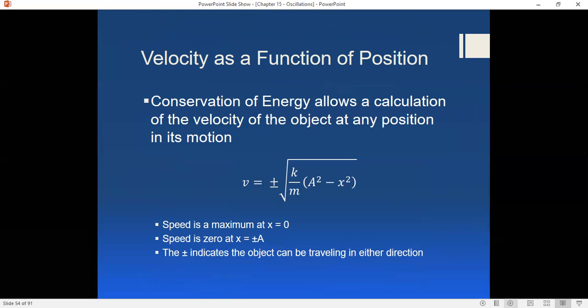So in this particular case, the velocity depends on the kinetic energy, and the kinetic energy is really the total energy minus the potential energy. Okay.